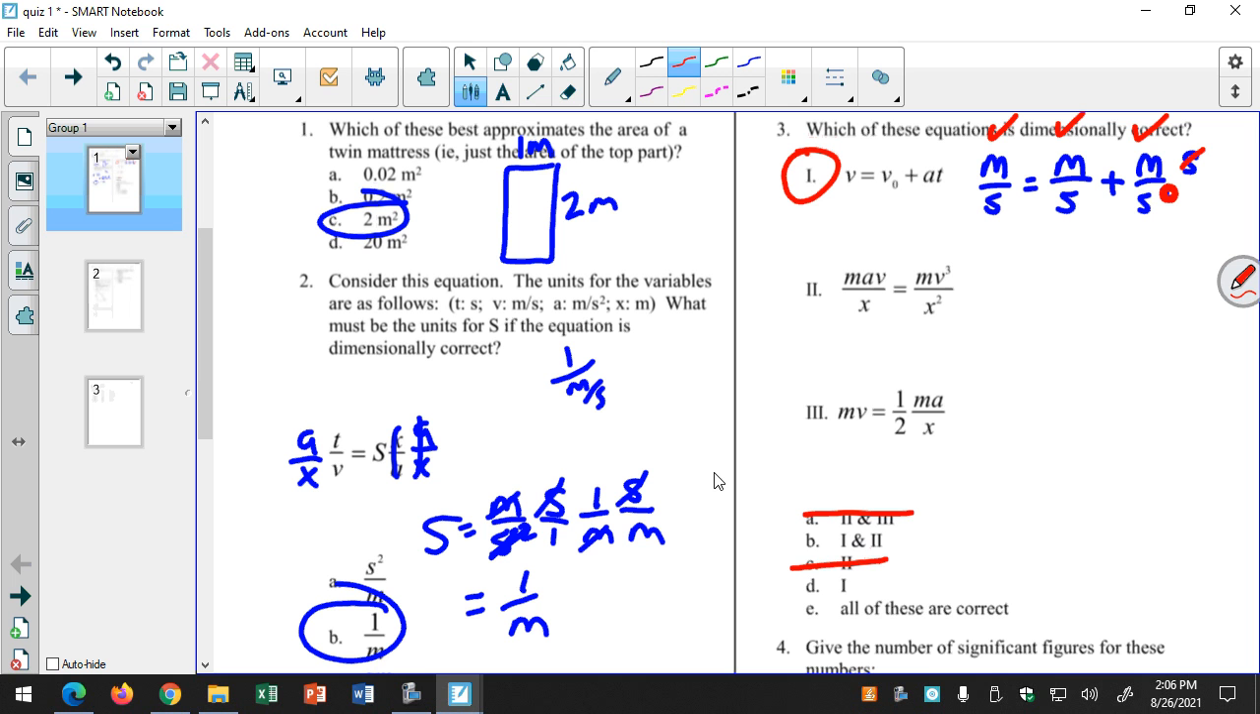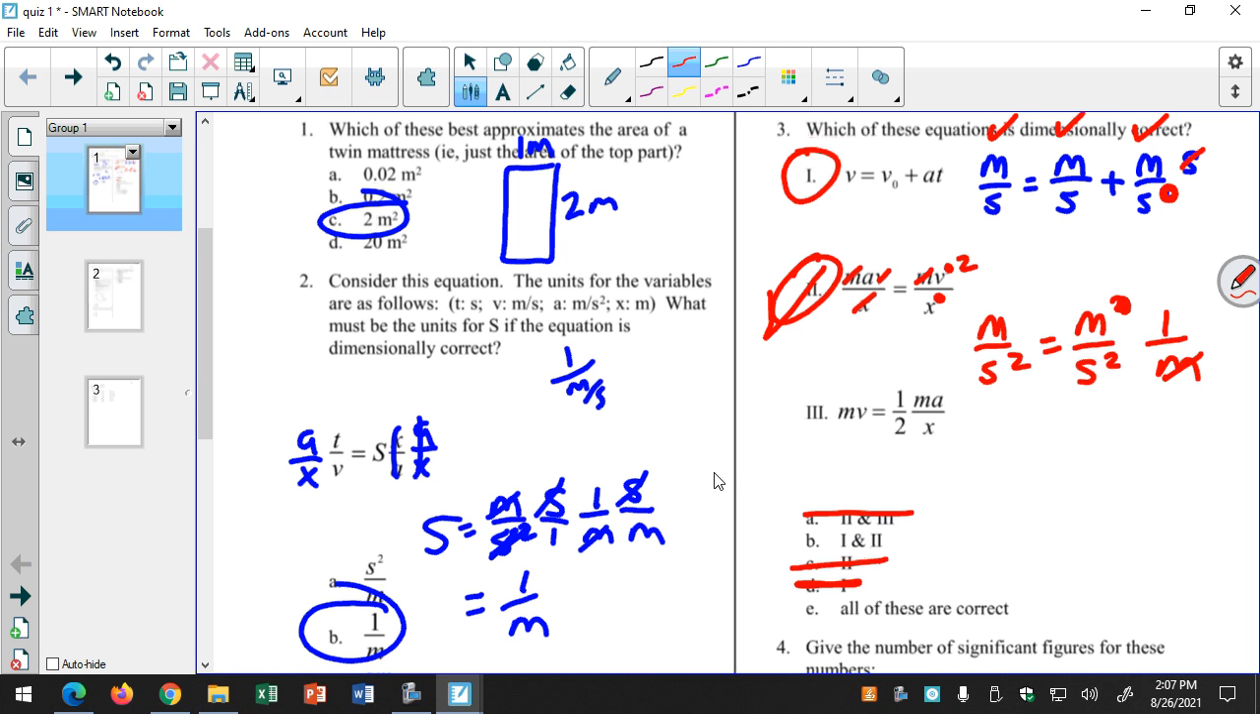On this next one, notice I can cancel out an M, I can cancel out one of those X's, and I can cancel out this, leaving V squared. So I'm left with A, meters per second squared, equals V squared, that's meters per second, squared because the whole thing is squared, times 1 over meters. That cancels with that, and I'm left with meters per second squared. So this one is also dimensionally correct. So that gets rid of D.